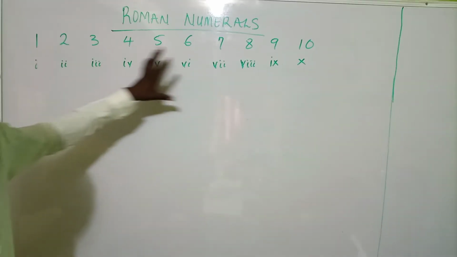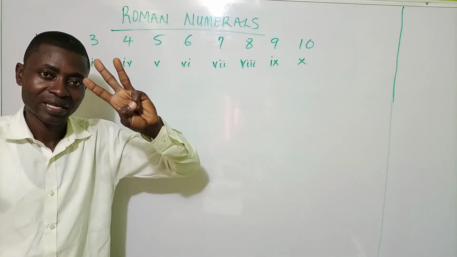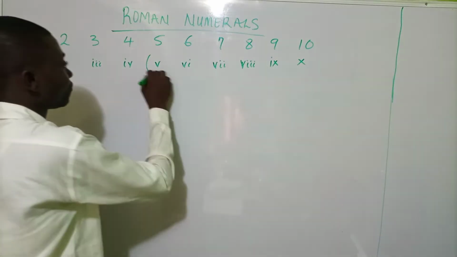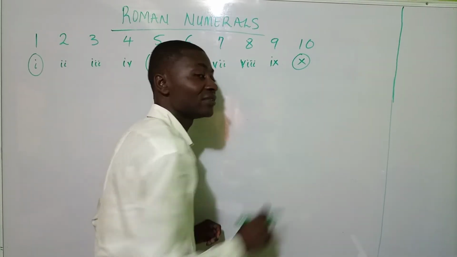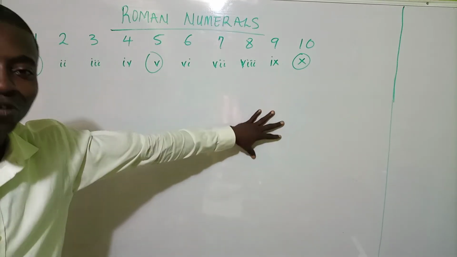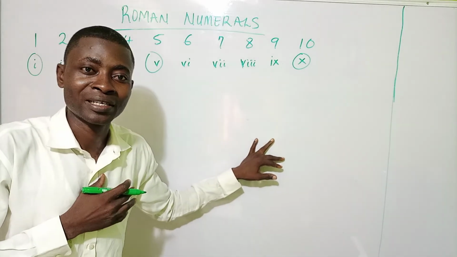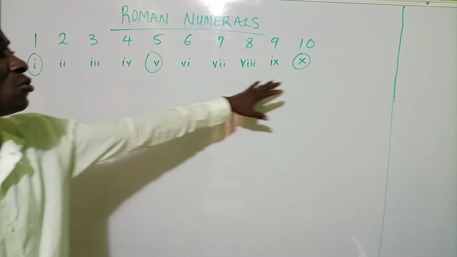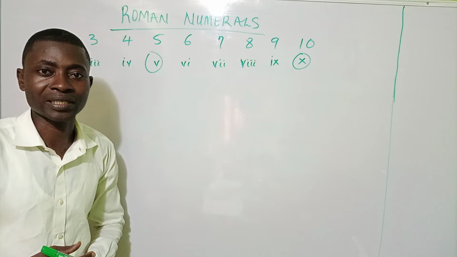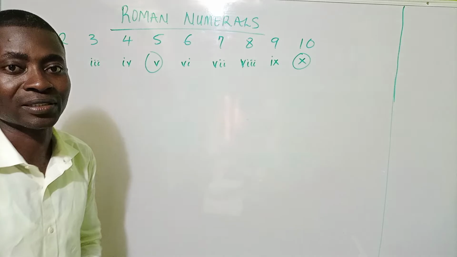Now, among these numbers that you've seen here, 3 of them are key. What are they? 1, 5, and 10. You must know these numbers like your name. Like someone asks you, what is your name? It will not be difficult for you to tell them, my name is Joshua. So also you should be able to identify these numbers easily in Roman numerals: 1, 5, and 10. Why is this important? Because these form the basis of all numbers in Roman numerals.